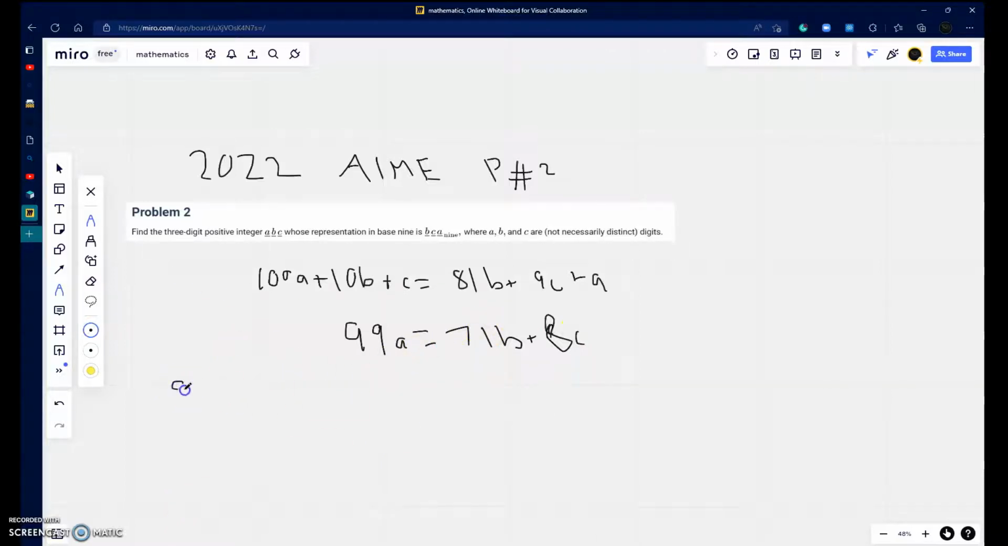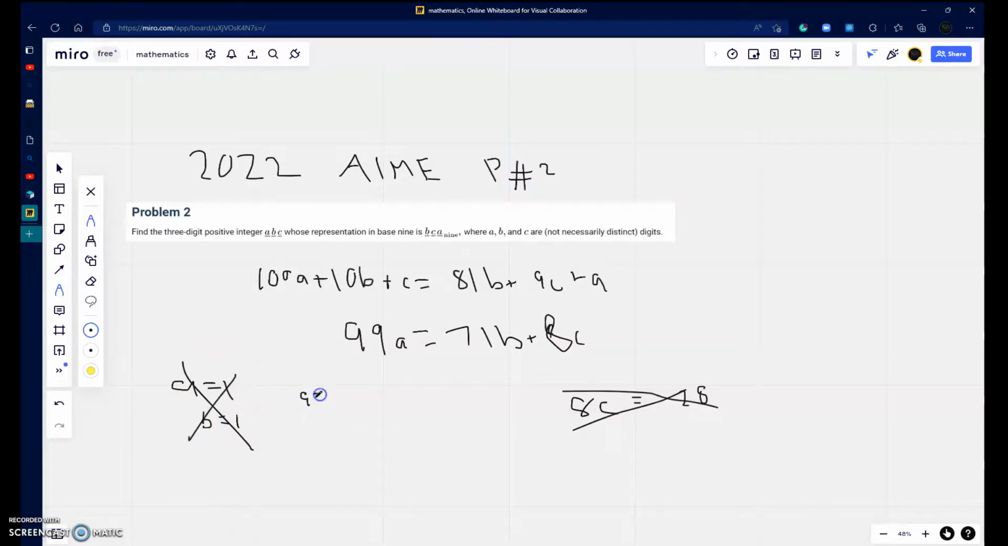So we could try A equals 1, then B has to be 1, because if B is 2, then we have 142, which is clearly bigger than 99. So B has to equal 1. And if A and B are 1, then 8C is 28, and that does not work because 28 is not a multiple of 8. So we know that A equals 1 is not true.